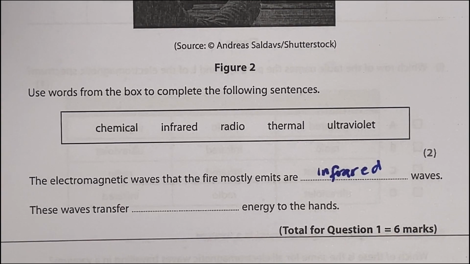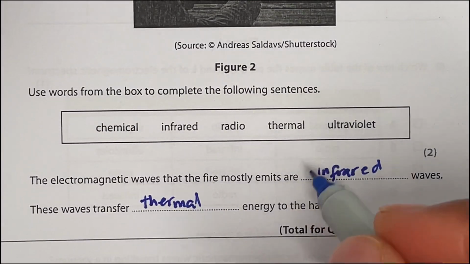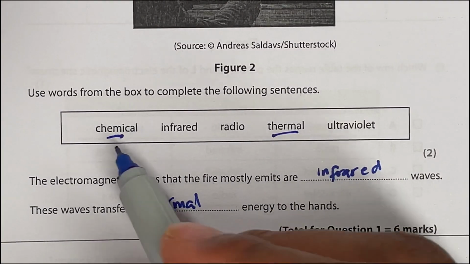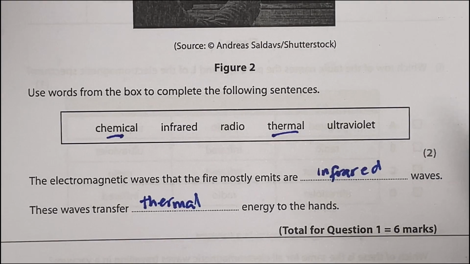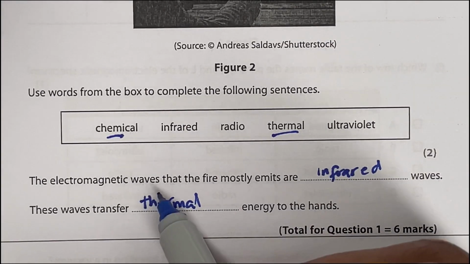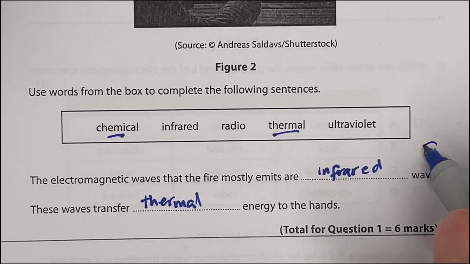These waves transfer thermal energy. Okay, because thermal energy is the only, it can't be chemical. Chemical is in the muscles. Thermal energy and chemical energy are the energy stores in the options. And I know that heat emits thermal energy, so transfer thermal energy. Fire emits infrared waves. Okay, that gets us our 2 marks.